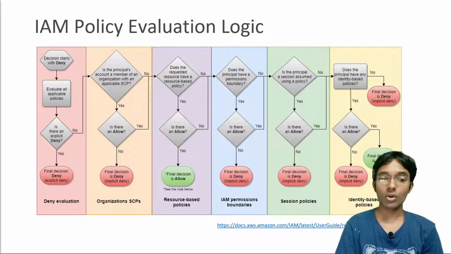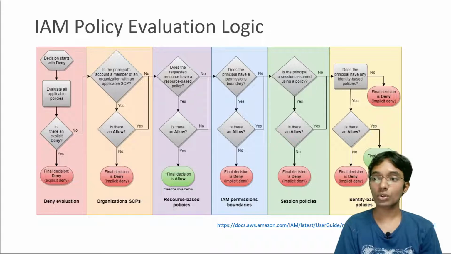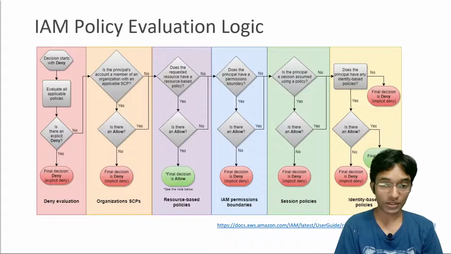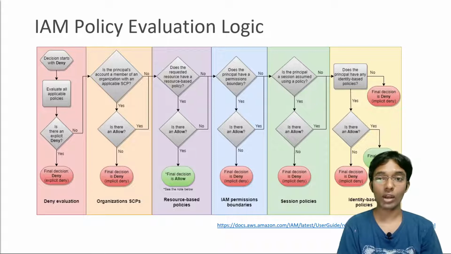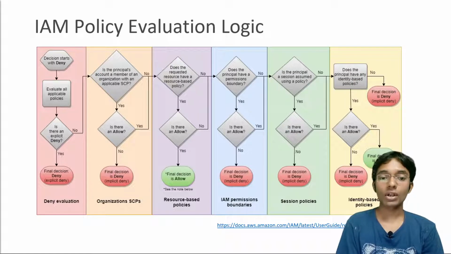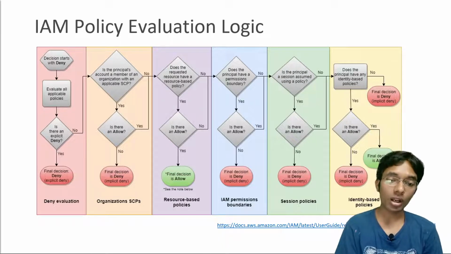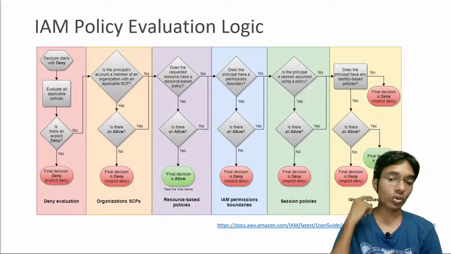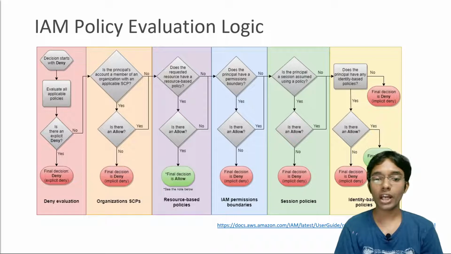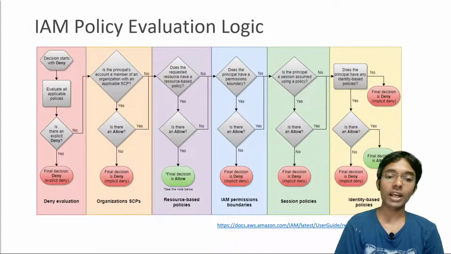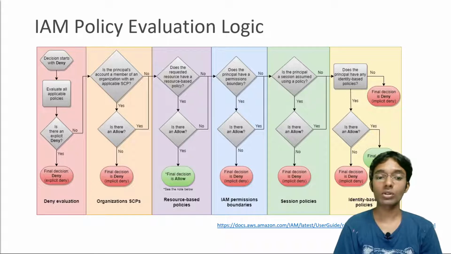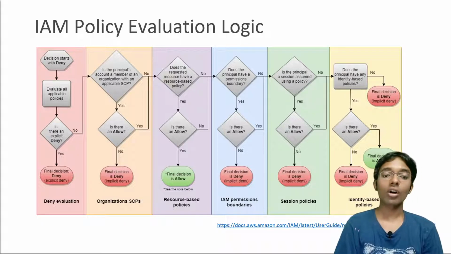So okay, IAM policy evaluation logic. It is quite complicated, but hopefully now everything should make sense. By default, we start with a deny evaluation. From the left hand side, the organization service control policy is taken into account, and we look for a deny. Then the resource based policy is taken into account, and if there's an allow, then it's going to be allowed. Then the IAM permission boundaries are looked at, and if there is a deny, then it's going to be denied. Then the session policies are looked at, and then the identity based policies are looked at for an explicit deny or an explicit allow.